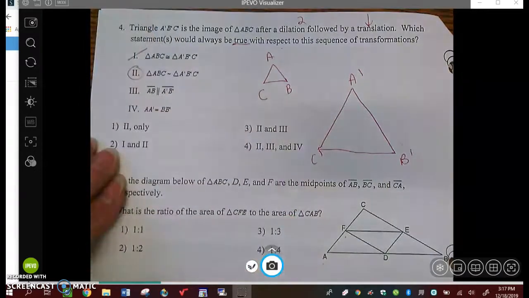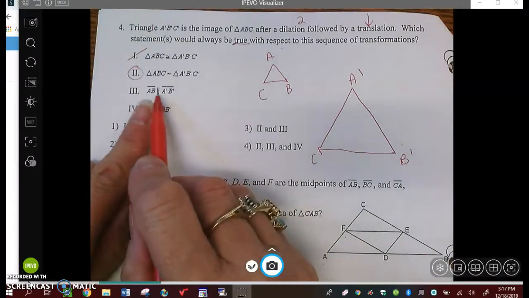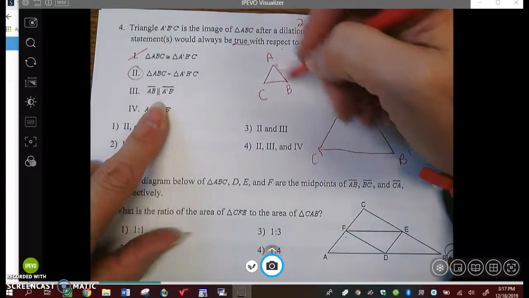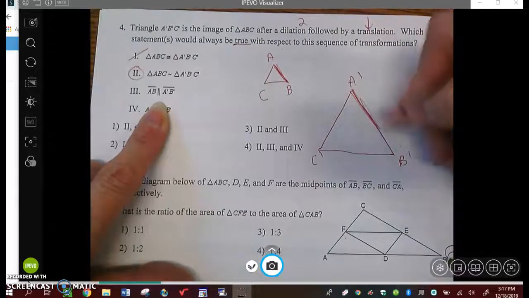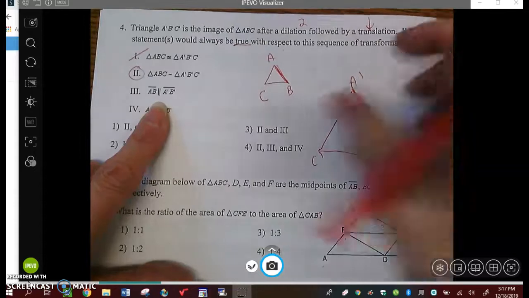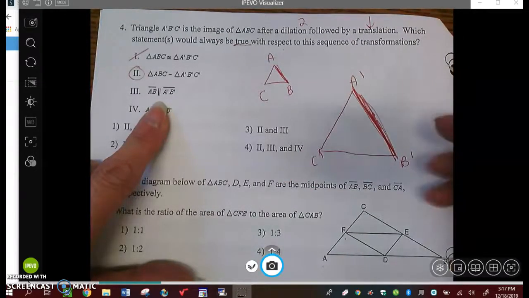That is true. Line segment AB is parallel to line segment A prime, B prime. That is true because when you dilate a segment, you get a parallel segment. When you translate something, it's just sliding down.